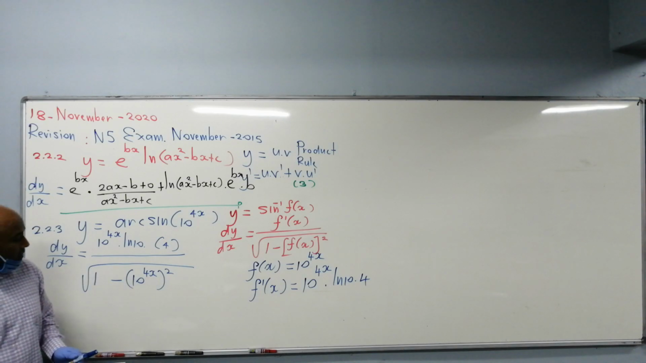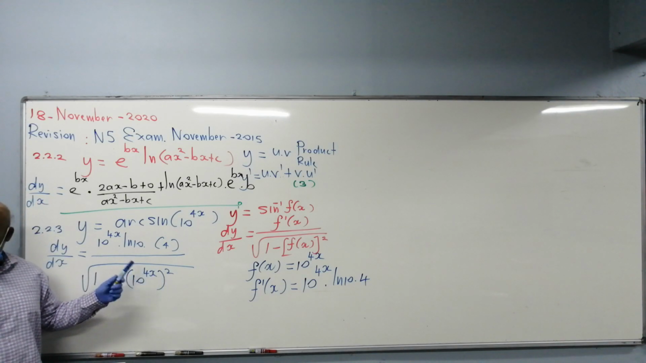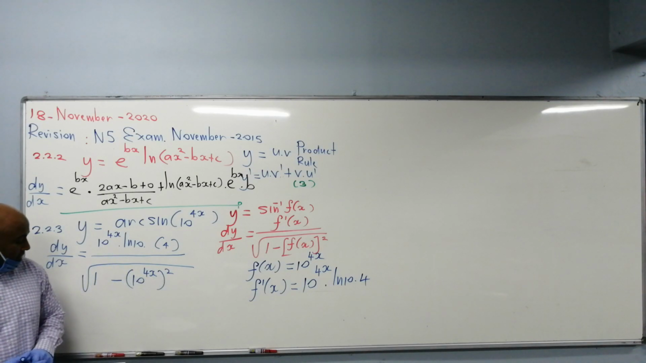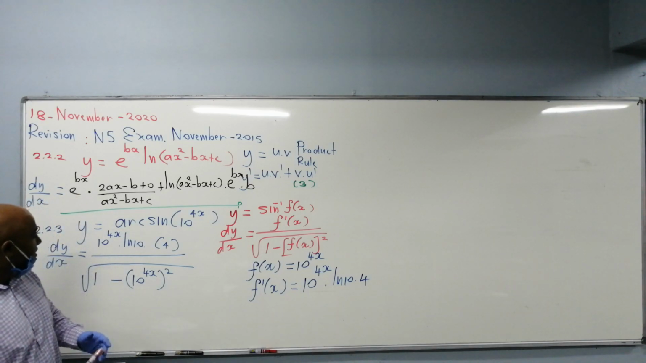You don't have to go and square this. But if you want to, 2 times 4x will be 8x. Okay, that's a power raised to a higher power. But the fact is, you must get full marks at this stage.